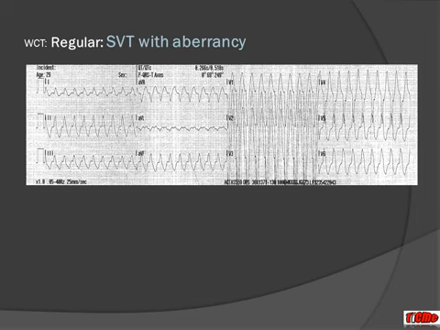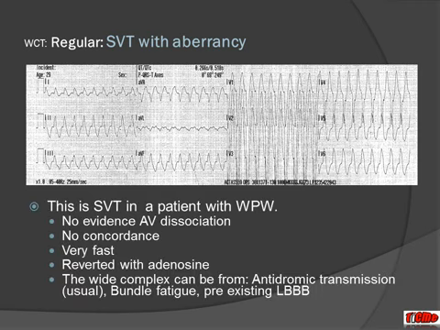Now, his sinus rhythm ECG showed short PR interval and a delta wave. So this man actually has an antidromic AVRT. Again, to summarise, morphologically there's no evidence of AV dissociation, there's no concordance, it's very fast, in fact faster than we'd normally expect VT to be, and it reverted with adenosine, which VT shouldn't.